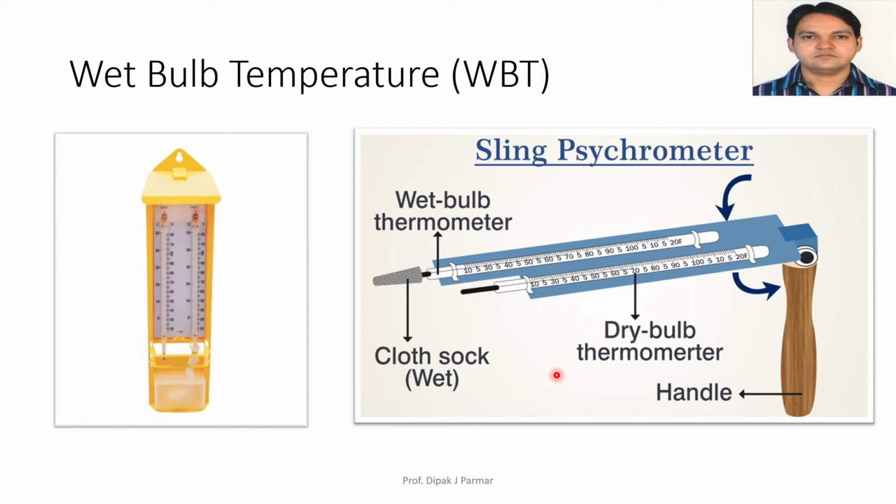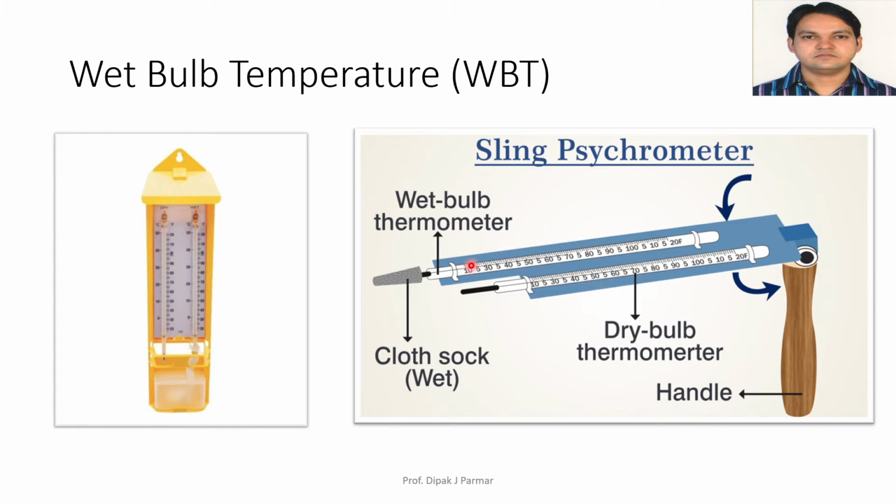Now we will discuss wet bulb temperature. You must have seen a thermometer in which one thermometer will give you the dry bulb temperature and a second thermometer, whose bulb is surrounded by wet cloth, shows the wet bulb temperature. To calculate wet bulb temperature, we have an apparatus called a sling psychrometer, in which we have one thermometer, then a second thermometer covered with a wet cloth, and we have a handlebar. By rotating it, the sling psychrometer will rotate.